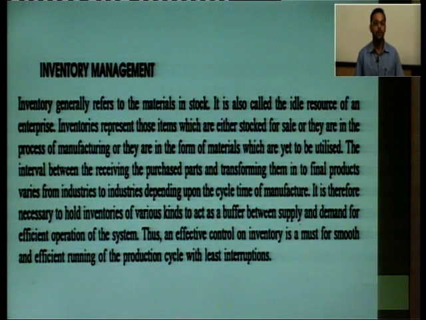If we have no inventory, we will not be able to meet sudden demand. If there is demand, there should be supply also. Otherwise, the enterprise would not be able to survive. Thus, effective control on inventory is a must for the smooth and efficient running of the production cycle with the least interruptions.